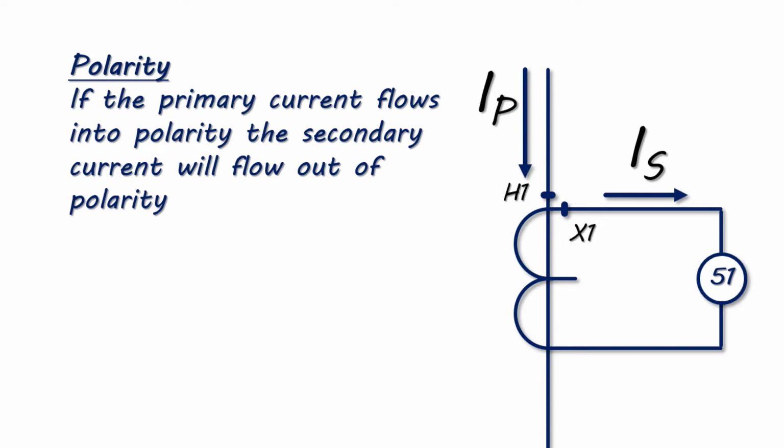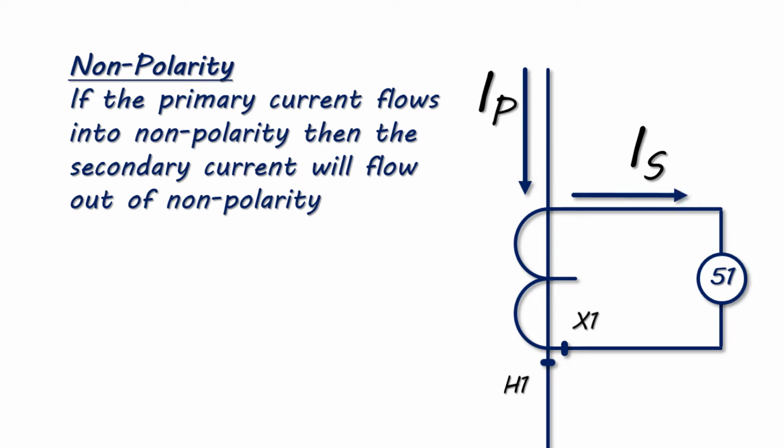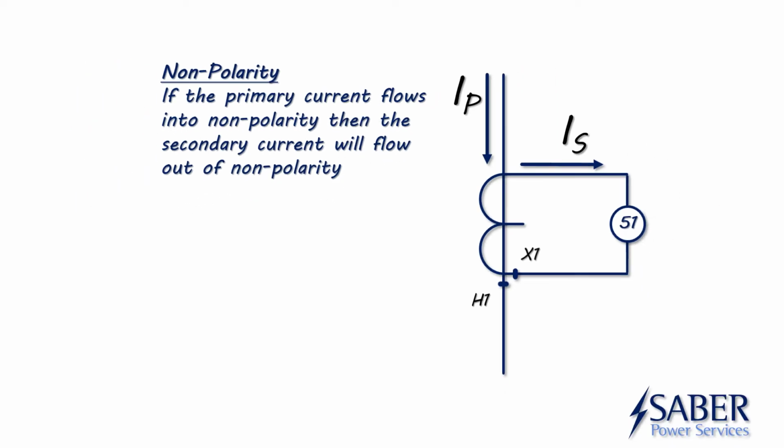And on CTs, we call polarity on the primary side H1, and on the secondary side, we call polarity X1. But you could move the polarities down this way. You could roll the CT over, swap it. And if the primary current flows into the non-polarity, then the secondary current will flow out of the non-polarity. So the polarity marks don't change the electrical properties at all. The polarity marks are just there to show you how the CT is positioned inside the piece of equipment.